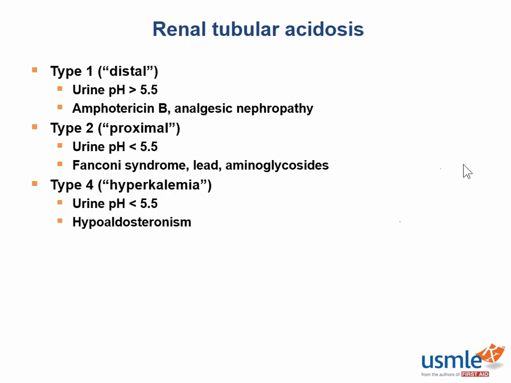Lastly, we have type 4 or hyperkalemic renal tubular acidosis. This results from hypoaldosteronism or the inability of the collecting tubules to respond to aldosterone. Therefore, hydrogen ion and potassium secretion are both reduced. This type is most commonly seen in the condition of diabetic nephropathy.